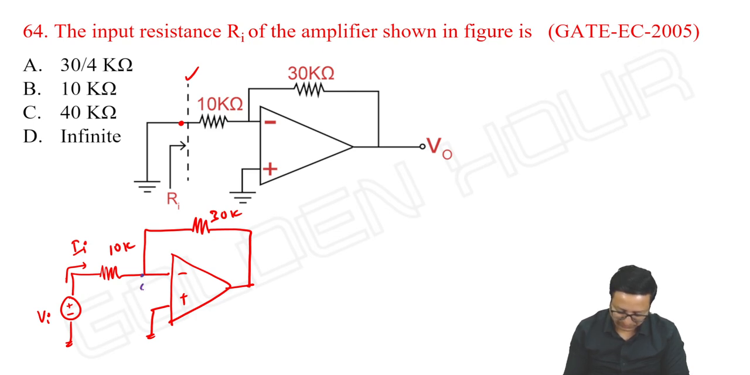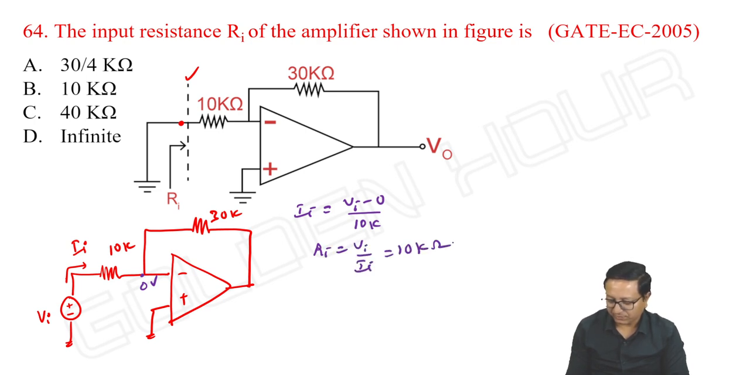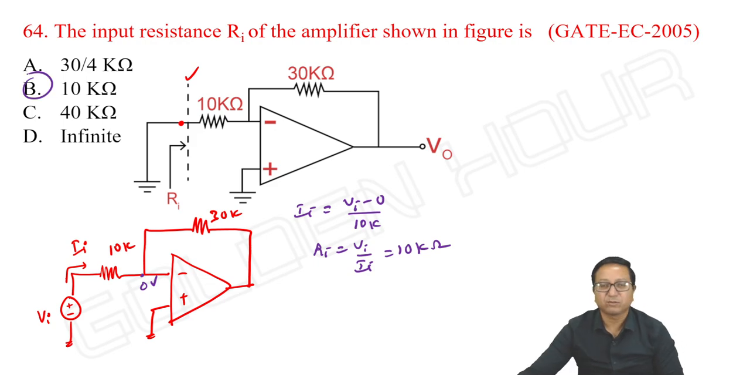Due to virtual short, it is 0 volts. Ii is equal to Vi minus 0 by 10K. Ri is Vi by Ii. It is 10 kilo ohms. A very, very simple question.